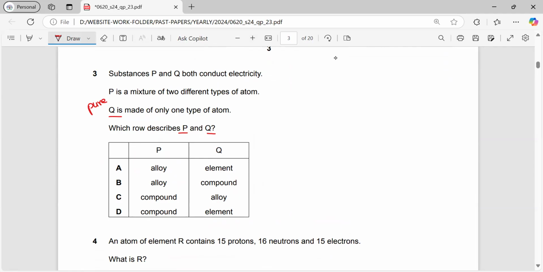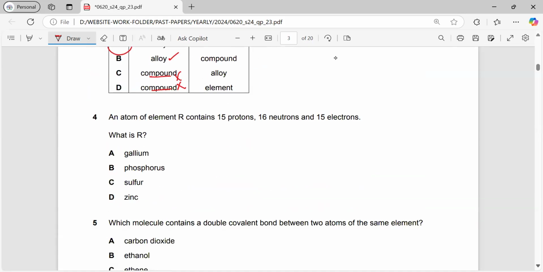Now, P is a mixture of two different types of atoms. If it is a mixture, then it should be an alloy, because a compound is not a mixture. A compound is a chemical change. Then Q is made up of one type of element. So element, compound, alloy, element. Yes, here it's an element because it's made up of only one type of atom, meaning it's a pure element. So the answer is A.